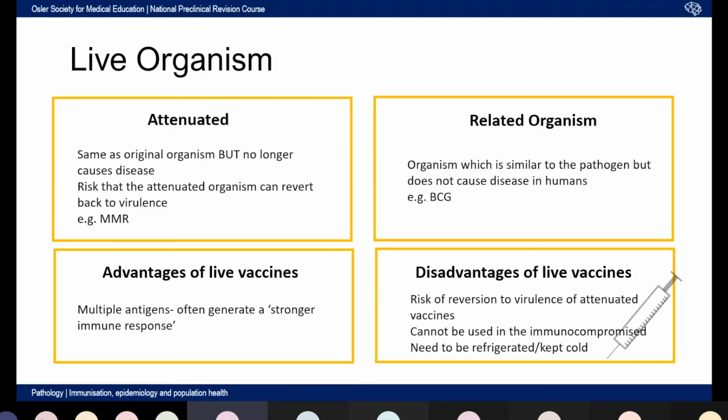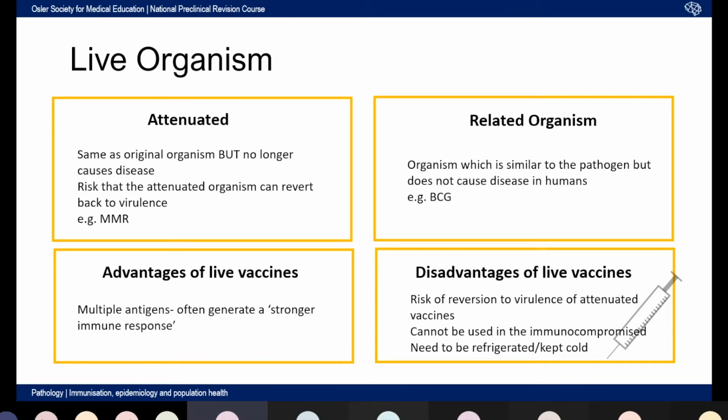So the first one is the live organism, and you can have two slightly different types of this. You can have the attenuated form. You take the original organism and treat it in a way so it can no longer cause disease. It's still alive, but it doesn't cause disease, so it's attenuated. But the risk with that is that it can, very rarely, revert to virulence. A good example would be MMR.